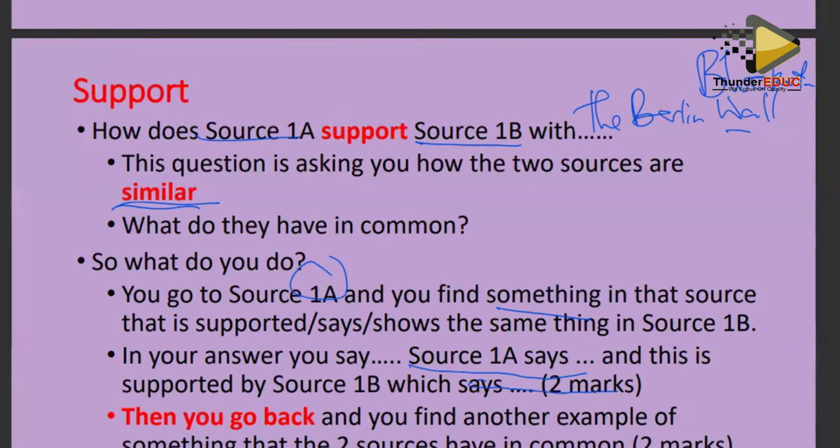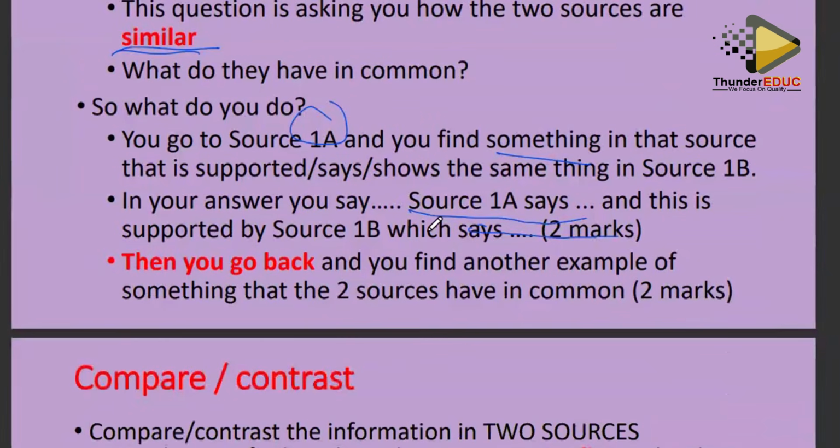Then you go back and find another example. Be very mindful. Find another example, not the same example. You have talked about a concrete wall. We know a concrete wall is a concrete wall. You are done with that. Go and find another example which is different from the idea of a concrete wall.